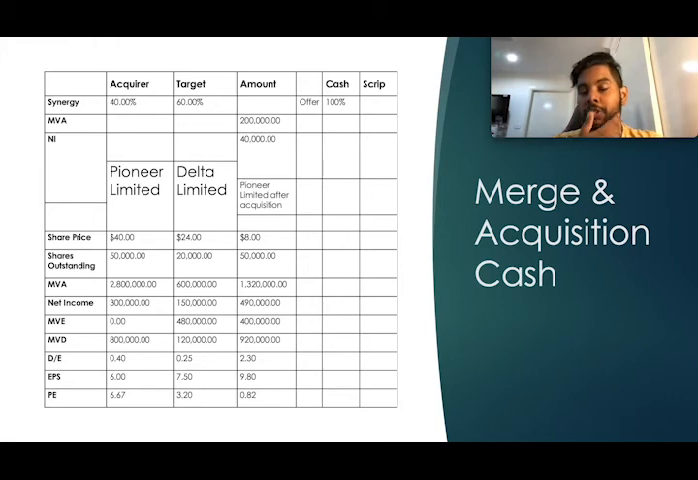With merger and acquisition cash, we can see that for Pioneer Limited, after acquisition, it displays the share price at $8, shares outstanding at 50,000, market value of assets at 1.32 million, net income at 490,000, market value of equity at 400,000, market value of debt at 920,000, debt to equity ratio at 2.3, earnings per share ratio at 9.8, and price earnings ratio at 0.82.